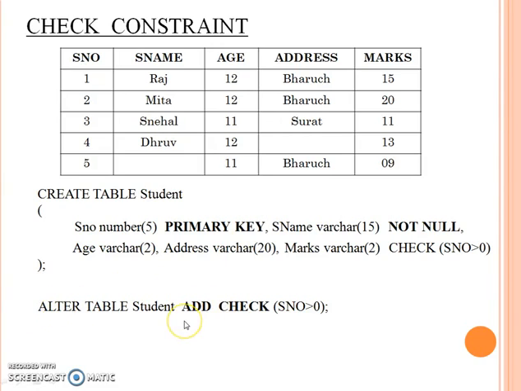The alter statement will be as follows: alter table name, that is student, and add a check constraint, that is add check for the column S number, and the value to be checked is S number greater than 0.